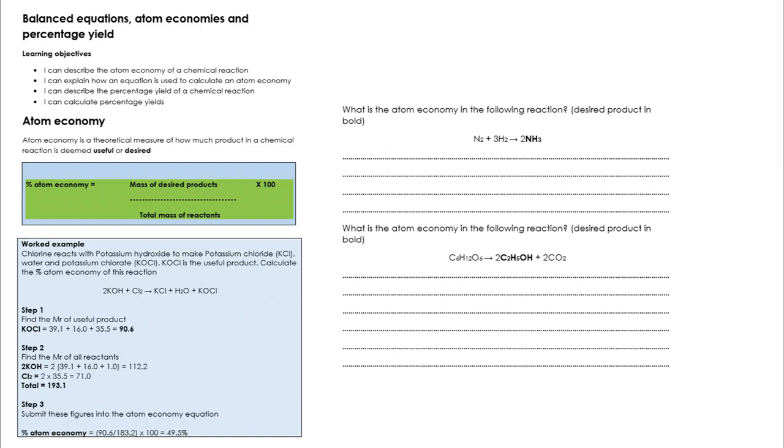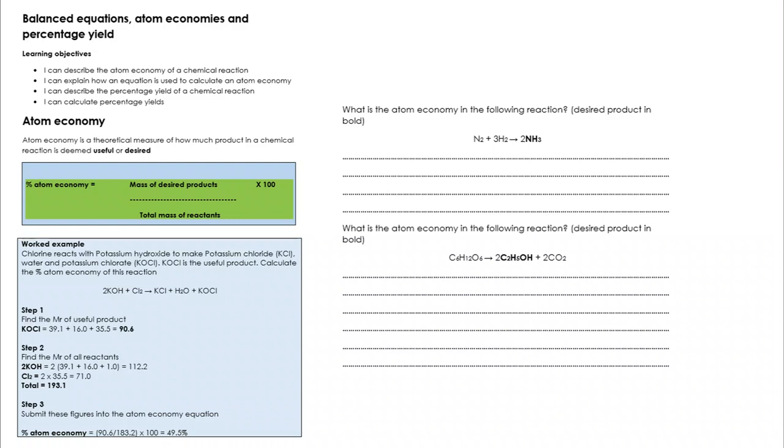This is atom economy. So with atom economy, we are looking at the mass of desired product. Essentially what we're saying there is the collective molecular masses of the product that is useful. In the first example here, it's NH3, ammonia. And then we're dividing that by the total for the reactants. So we add up the MRs for all of the reactants. In this case, that's 3 H2s and 1 N2.